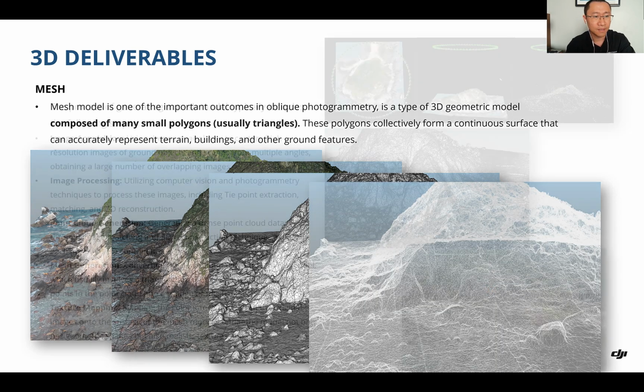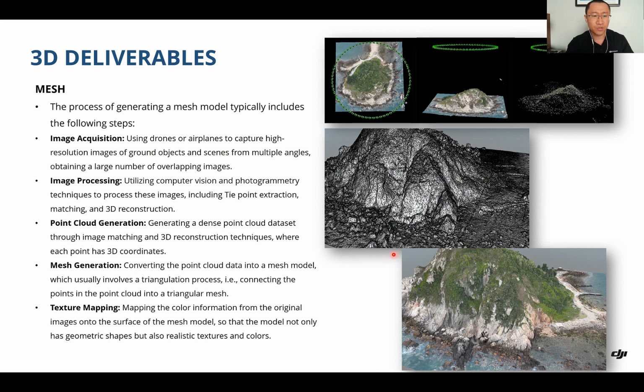Okay. And the process of generating a mesh model typically includes the following steps. First is the image acquisition. I believe you already know, we use the drone to capture raw data. The second step is image processing. We could use DJI Terra to process these images, including feature point extraction, matching, and 3D reconstruction.